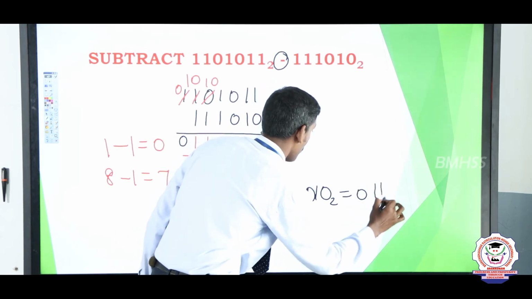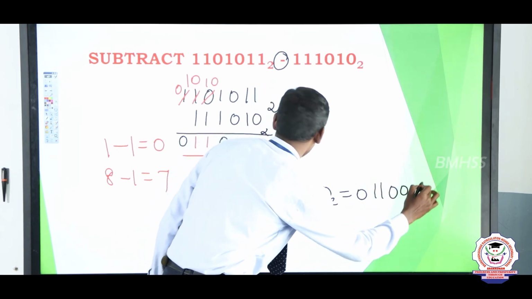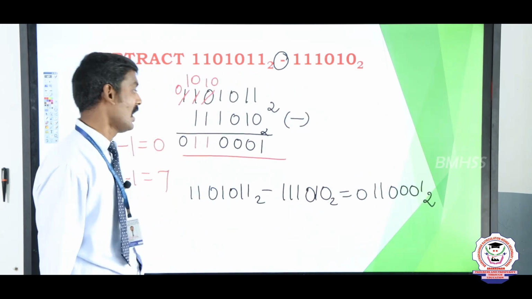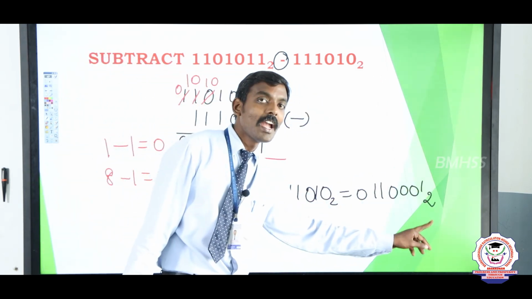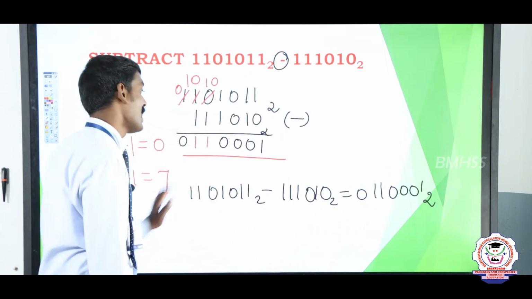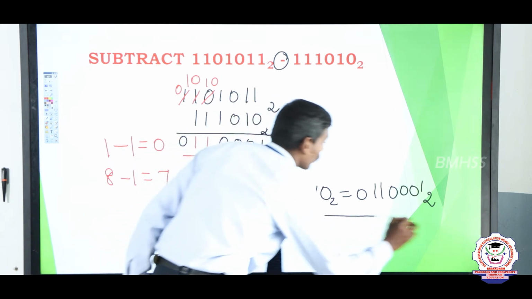0110001 base 2. Base 2 is very important, because this base 2 only identifies that the given number is a binary number. This is the answer, and put it in a box.